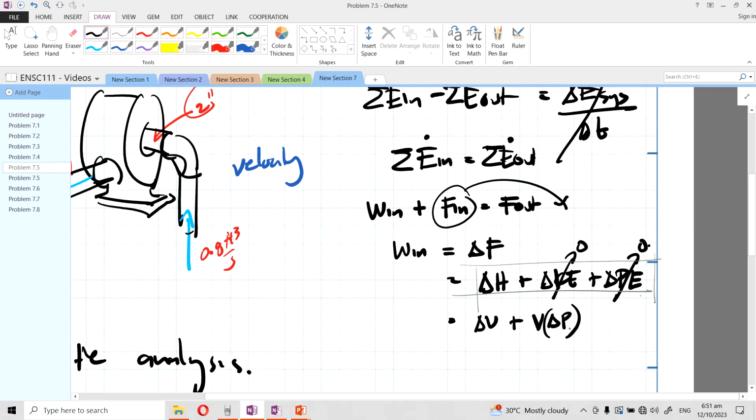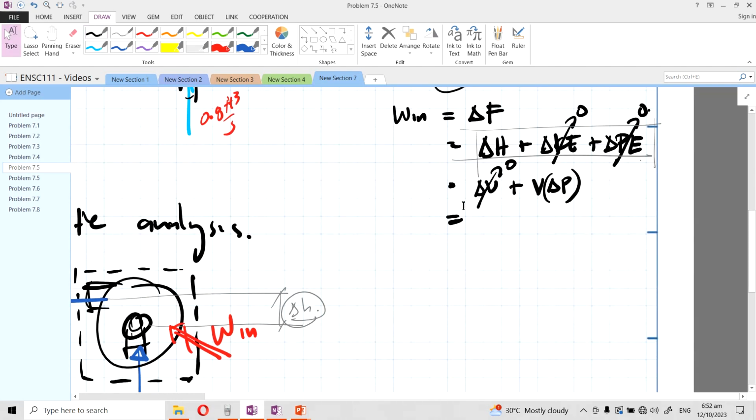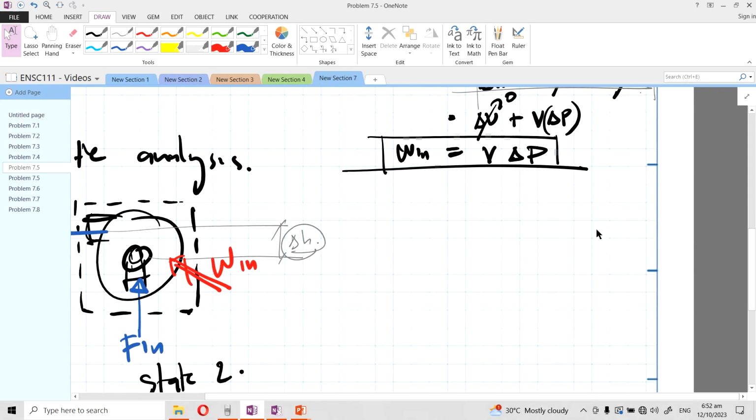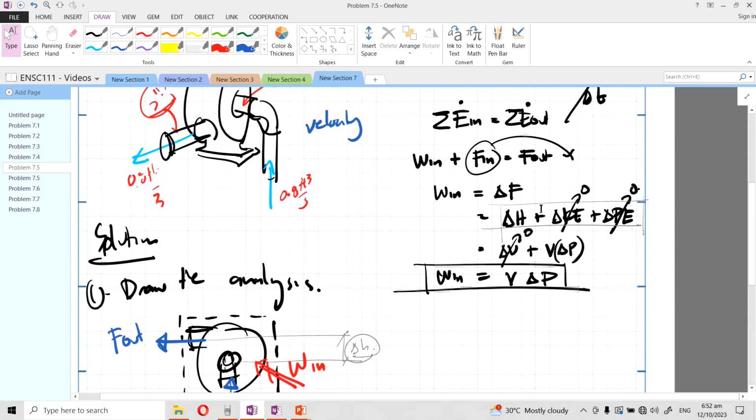Right, so there's a change in pressure so that the fluid can move. So the constant volume, and then you have a change in the pressure. This one is 0, so that means that the work input here is simply V delta P. So that's our main equation, or working equation, for this problem.